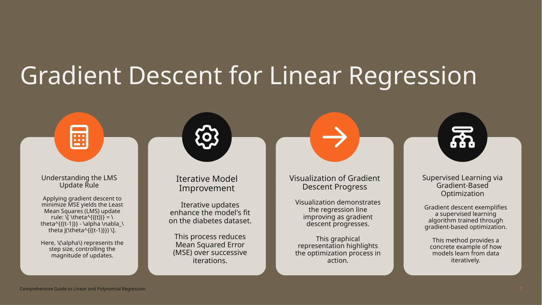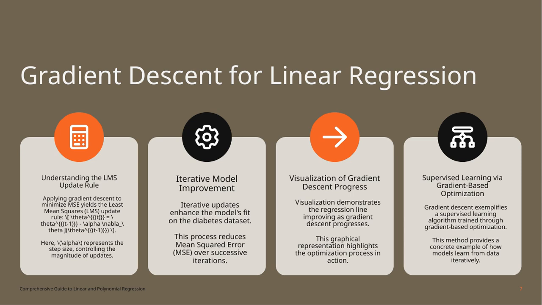Now, this step size, alpha, is really important because it controls how big our updates are. Too large, and we might overshoot the minimum. Too small, and the process becomes slow. As we iterate, these updates gradually improve the model's fit to our data, in this case, the diabetes dataset. Over successive iterations, you'll see the mean squared error decrease, indicating that our model is learning and getting better at predicting. To visualize this process, imagine the regression line gradually adjusting itself as the gradient descent proceeds.